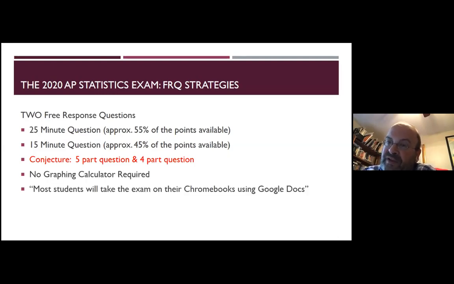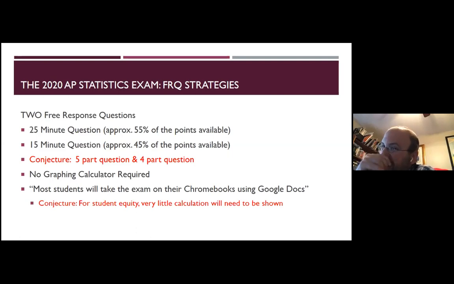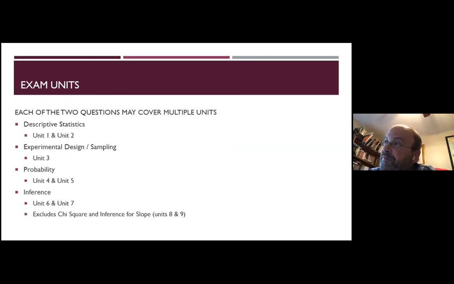You will not need your graphing calculator this year. You will need some sort of a calculator, but a 4-function calculator will be enough. And according to Trevor Packer at the College Board, according to their survey, most students will take the exam on their Chromebooks using Google Docs. That's a direct quote. So what does that mean to us in statistics? It means you're going to be very limited in terms of the notation that you're going to have to write, because we know that ETS, we know that the AP has to keep this exam equitable for everybody. So we're projecting that you're going to show very little calculation this year.